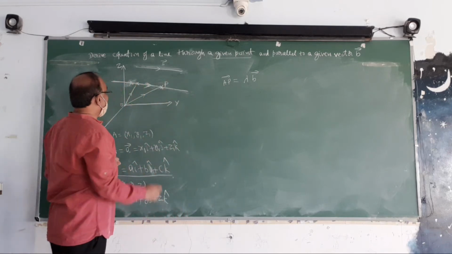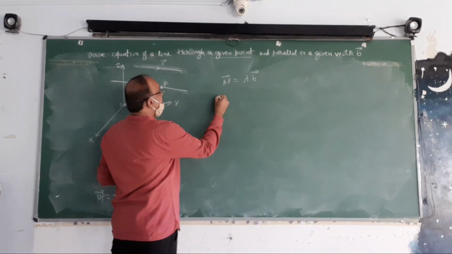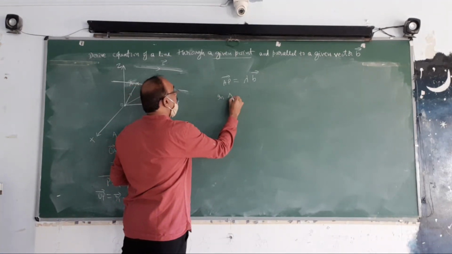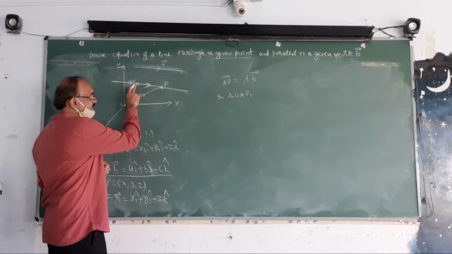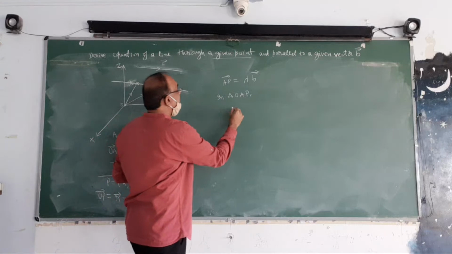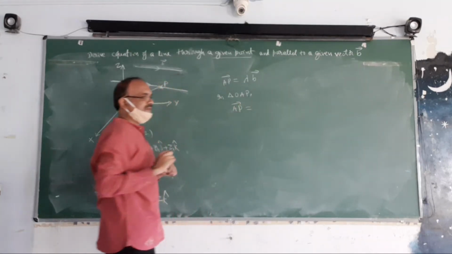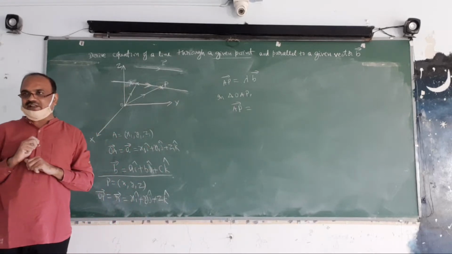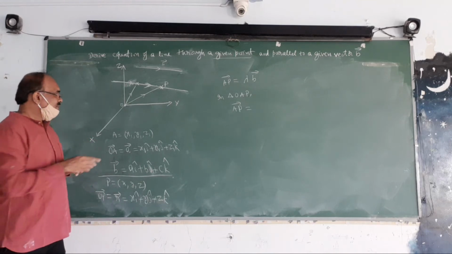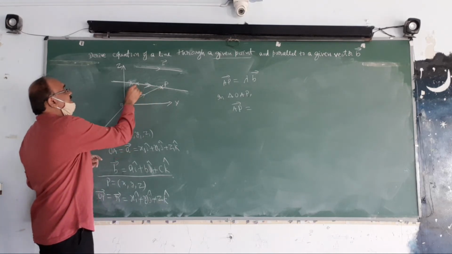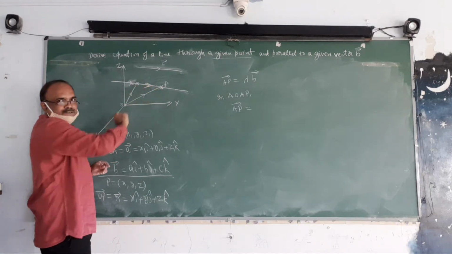Then the second equation: consider triangle OAP. In triangle OAP, I can write vector AP equals, tell me what is vector AP? Triangle of addition you have to write: OP minus OA. This is the opposite you wanted, yes or no? Because this is going like this, the other things will be opposite.